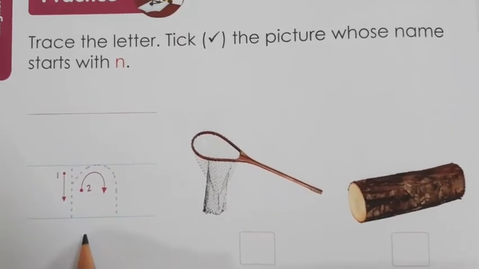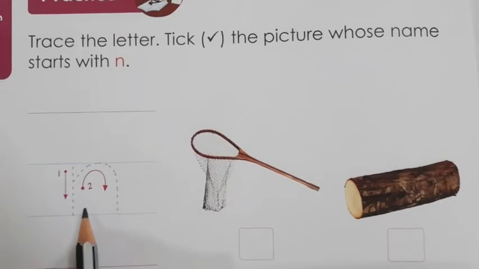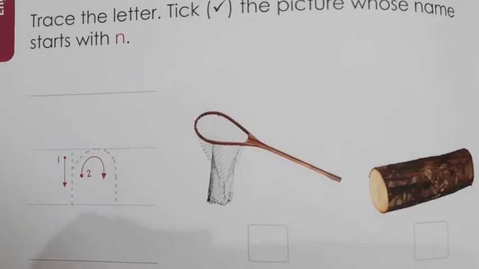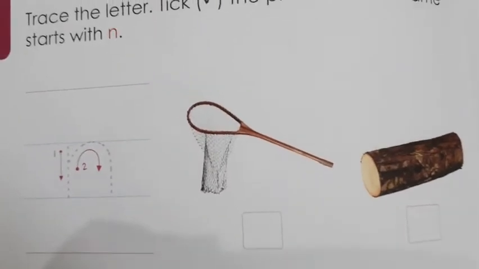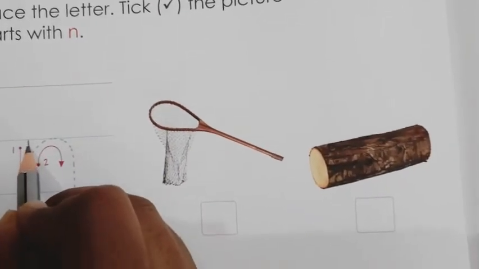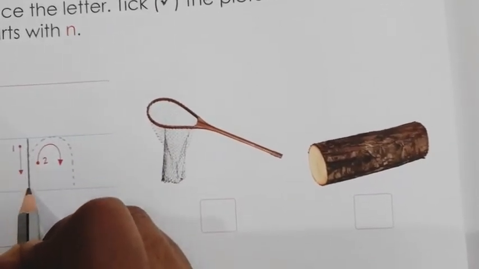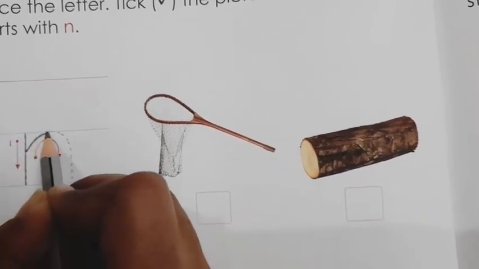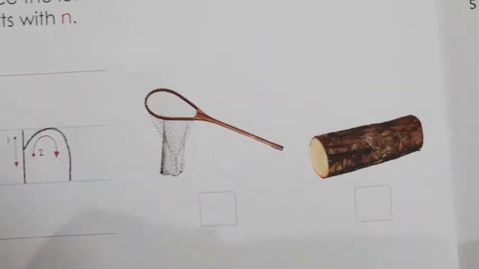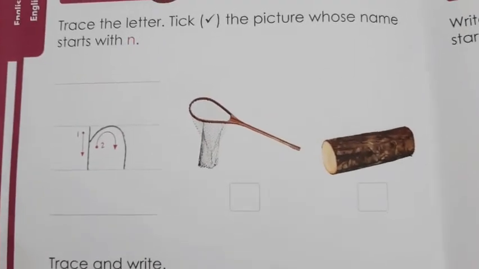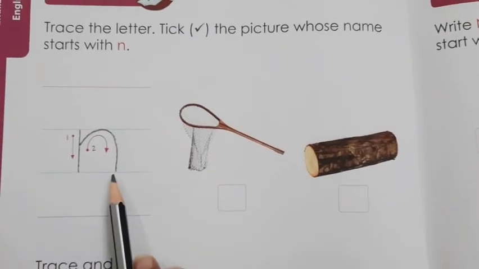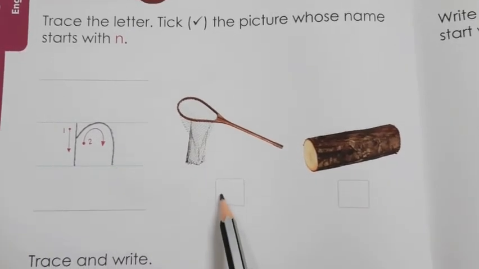So firstly we are going to trace it, and as you can see, for writing small n we require only these two blue lines, but sounds are the same for small n. Okay, N says n. So make one standing line from blue line to blue line. Then take a curve from here, then go up and come down. This is small letter n. Now tell me, N for net or N for log? N for net. So put your tick over here.